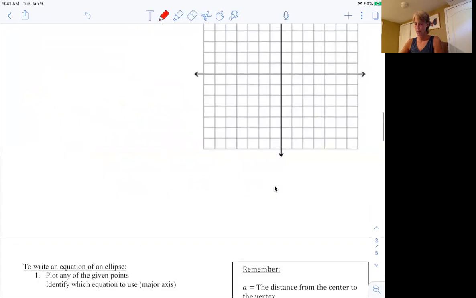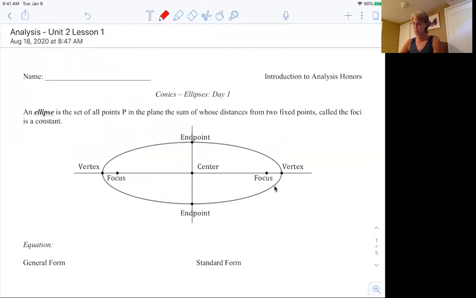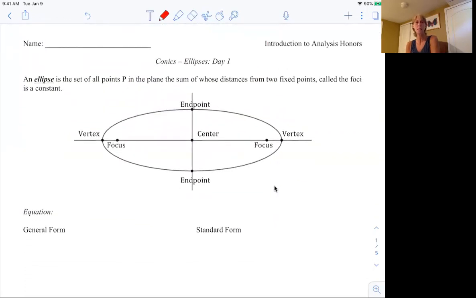So let's flip back up to the beginning of our lesson here. Today we're at Conics, Ellipses, Day 1. I'm going to start with the geometric definition in words. An ellipse is the set of all points P in the plane, the sum of whose distances from two fixed points called the foci is a constant. Now, I don't expect you to understand what that means.